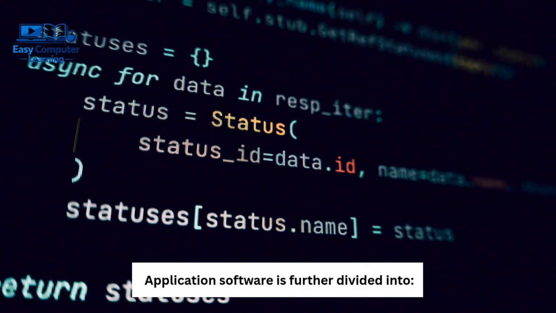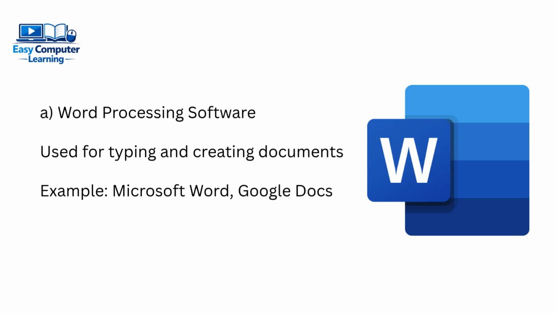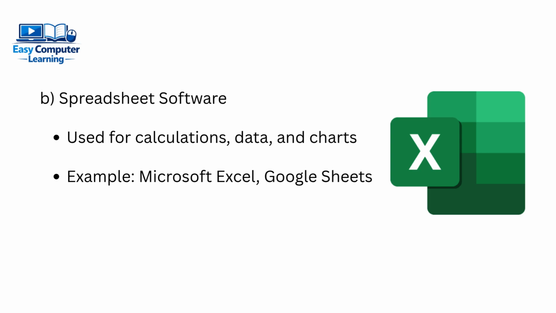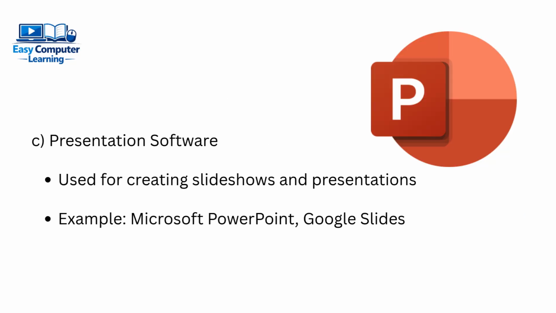Application software is further divided into: A. Word processing software, used for typing and creating documents. Example, Microsoft Word, Google Docs. B. Spreadsheet software, used for calculations, data, and charts. Example, Microsoft Excel, Google Sheets. C. Presentation software, used for creating slideshows and presentations. Example, Microsoft PowerPoint, Google Slides.